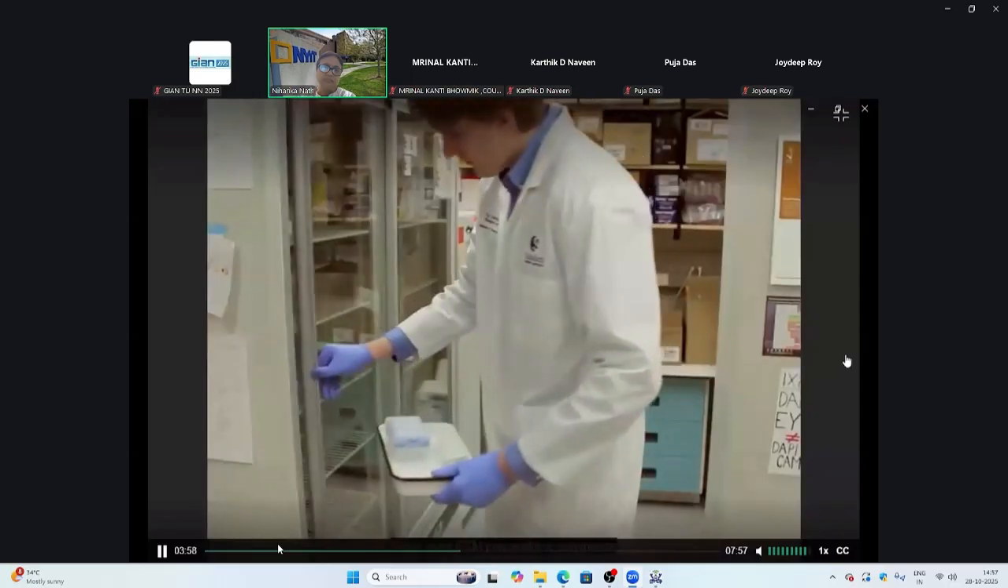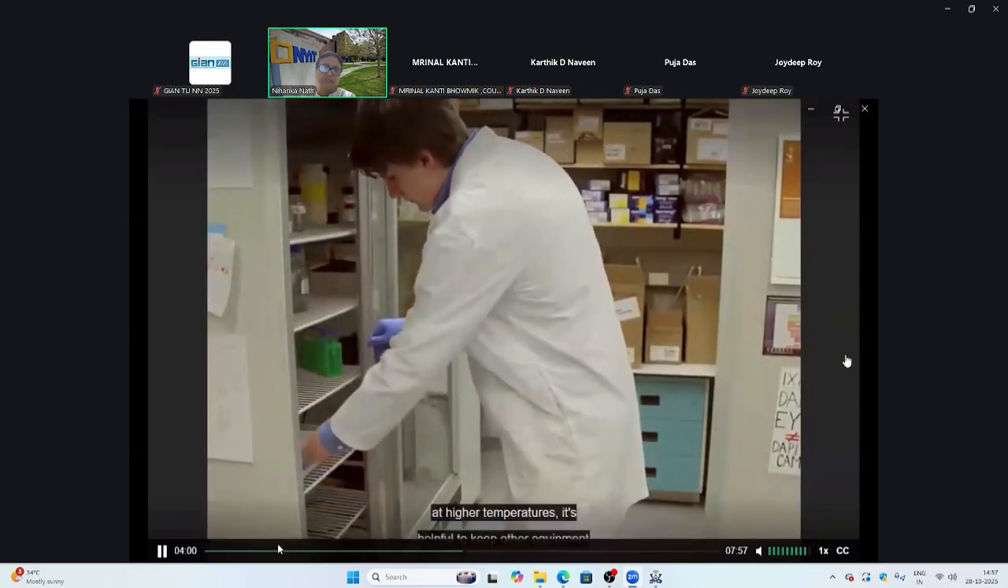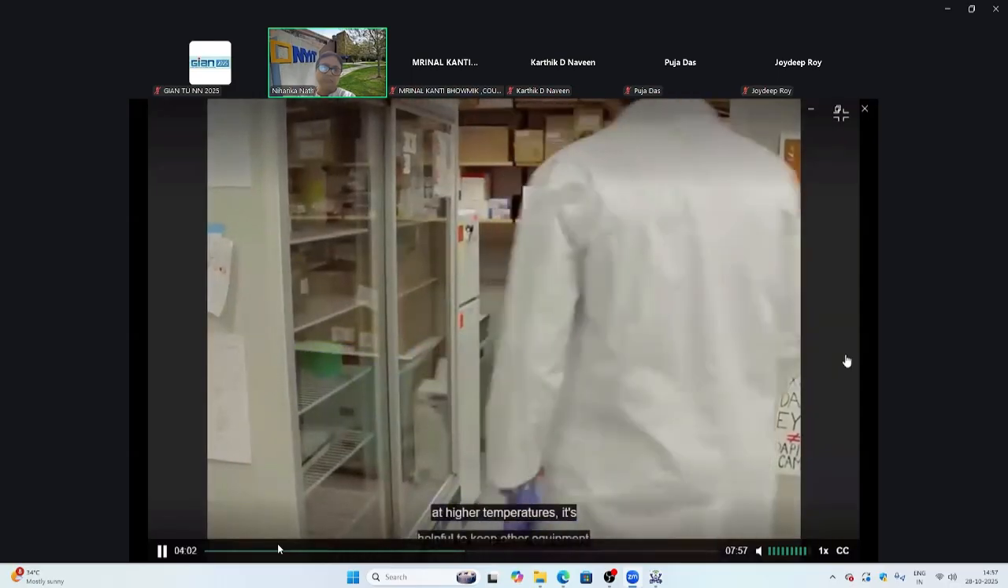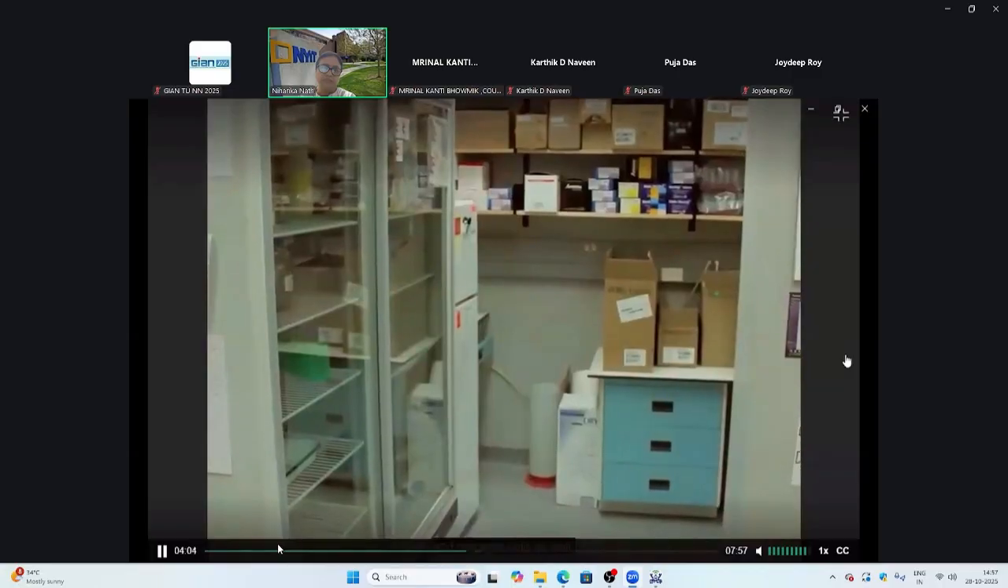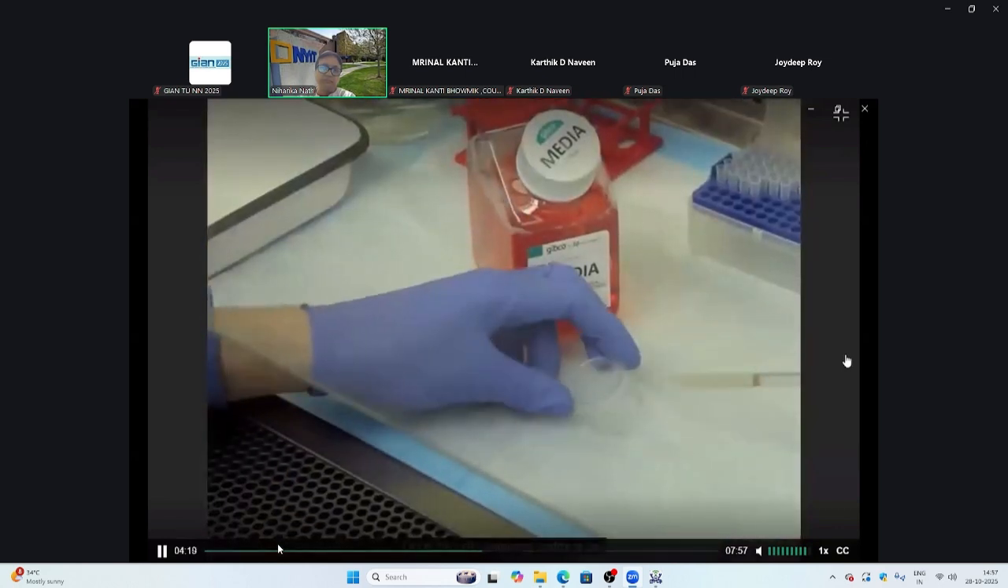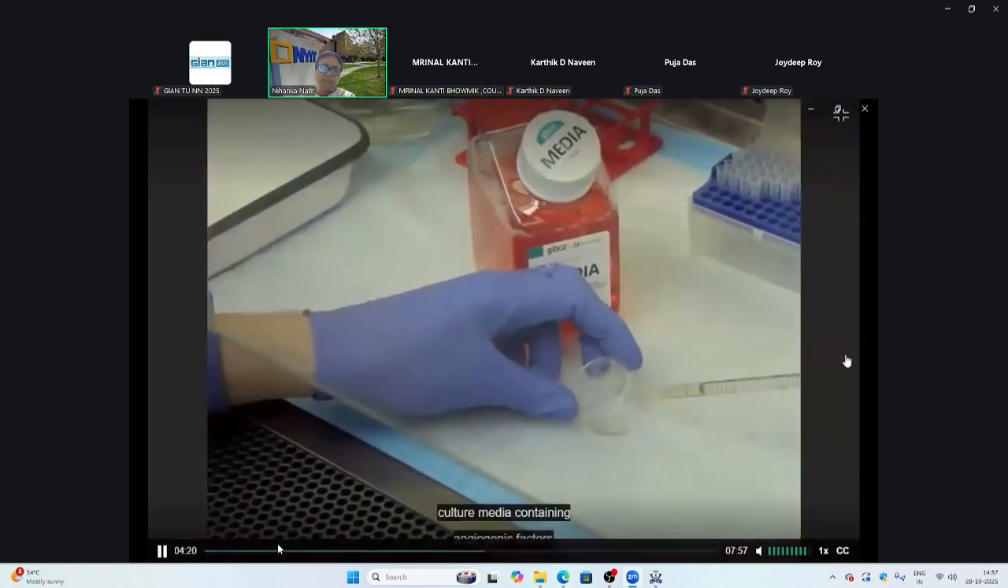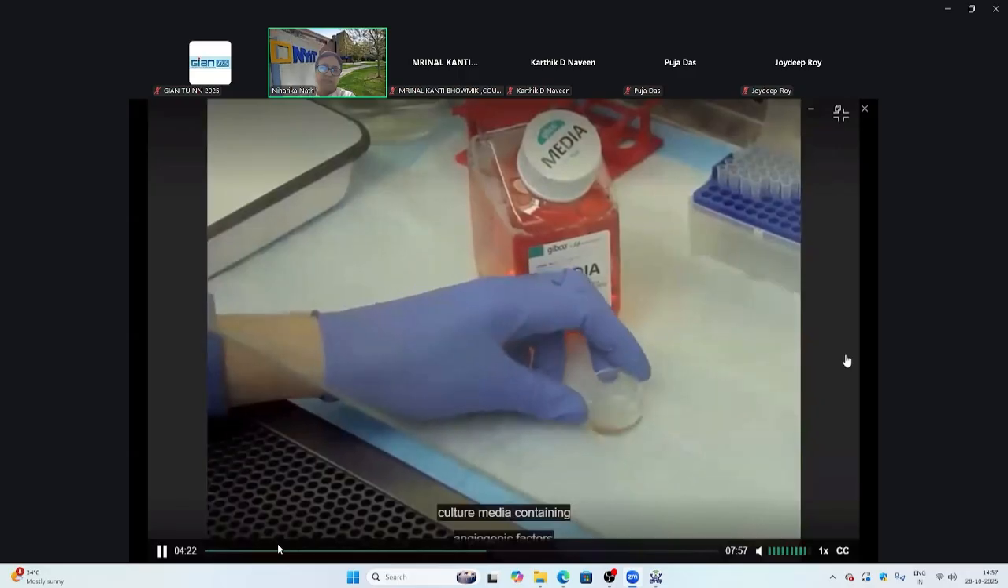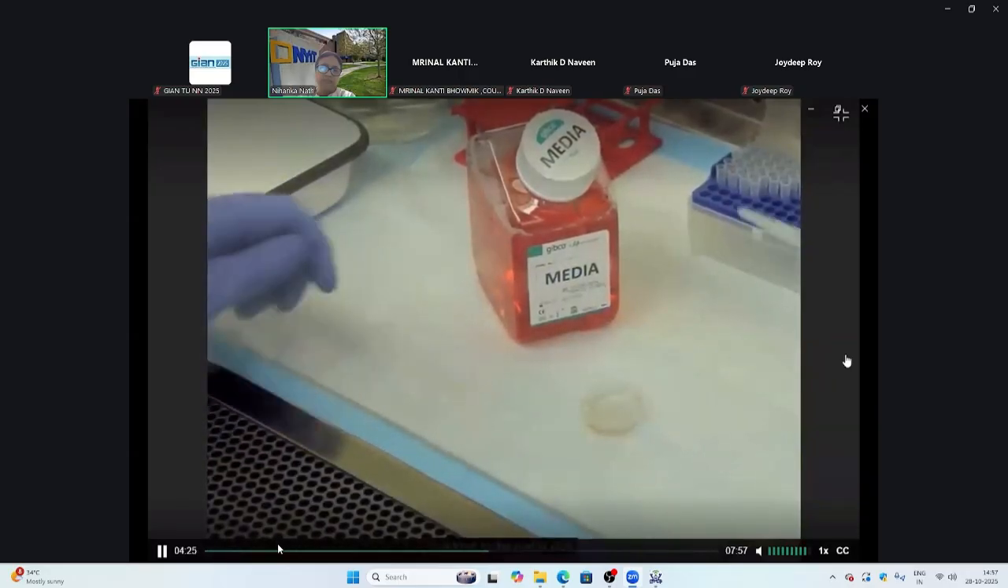Since most ECM preparations polymerize at higher temperatures, it's helpful to keep other equipment and reagents cold as well. The cell suspension is mixed with the thawed matrix solution to embed cells, and this mixture is placed into a cell culture incubator where the higher temperature will cause the matrix to polymerize. Once the cell-containing matrix is set, culture media containing angiogenic factors is added to the matrix dish.